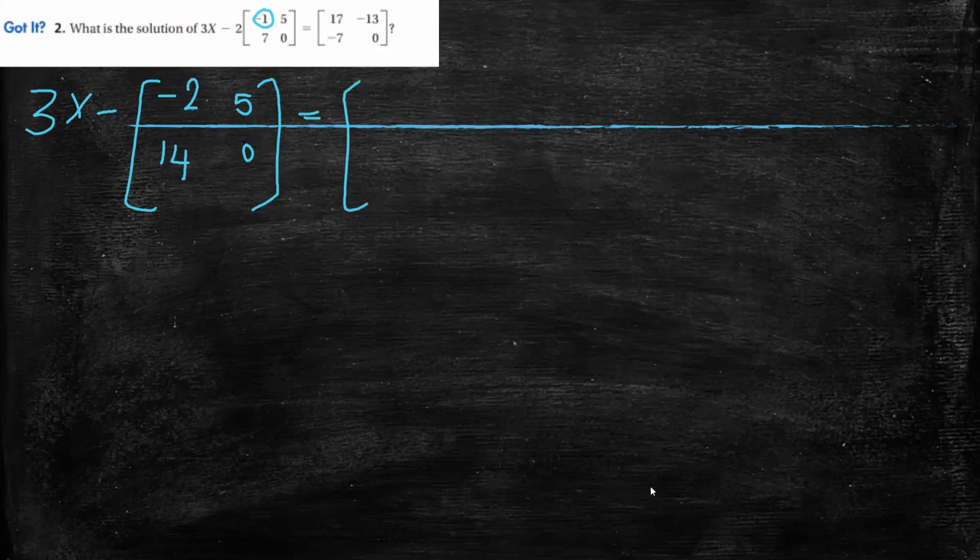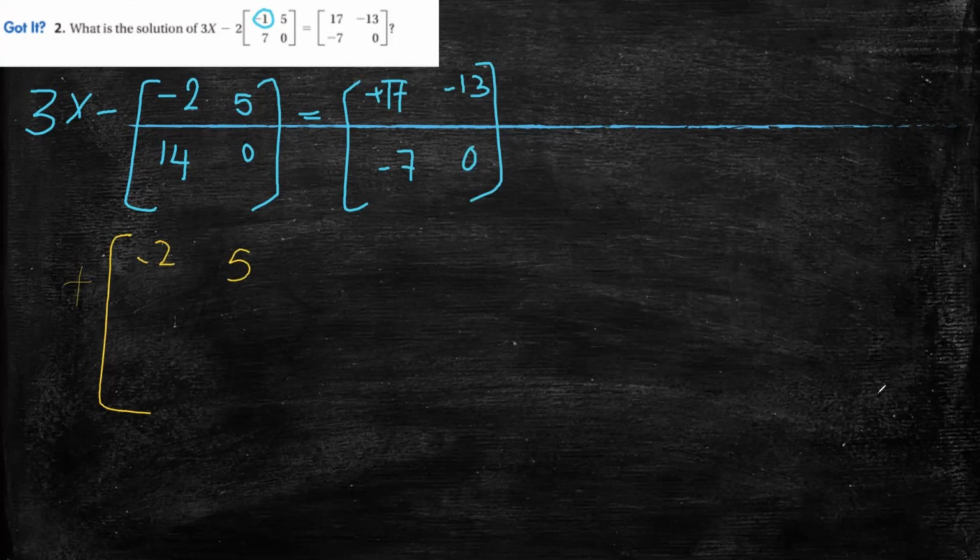Equal positive 17, negative 13, negative 7, and 0. Then, after that, there's a matrix that is subtracted from 3x. And the opposite of subtraction, as we know, is addition. So I have to add this matrix to both sides. By now, I will isolate the variable on one side and the matrices on the other side.